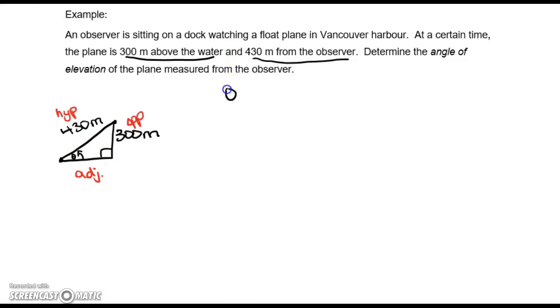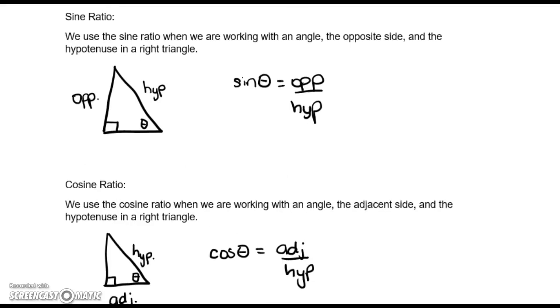So here we have our opposite and our hypotenuse. So looking up at our ratios, I want to see which one has your opposite, which one has the hypotenuse. So here we have the opposite and hypotenuse right here, which means that we're using the sine ratio.